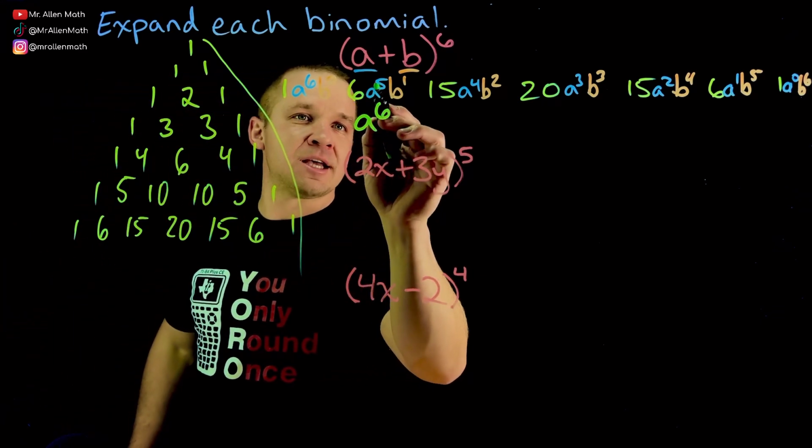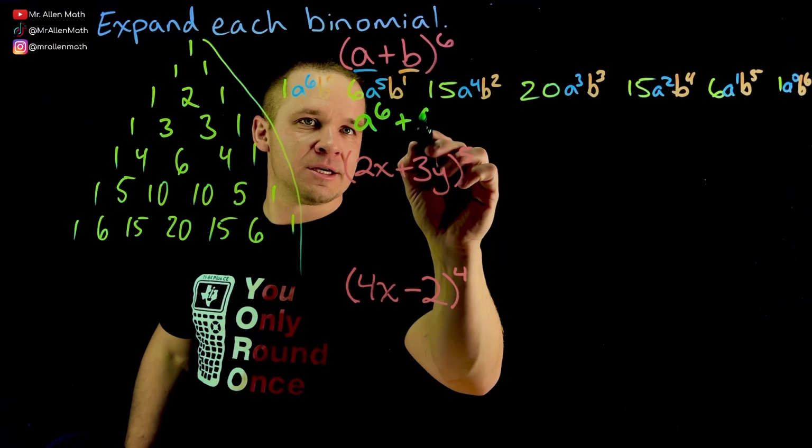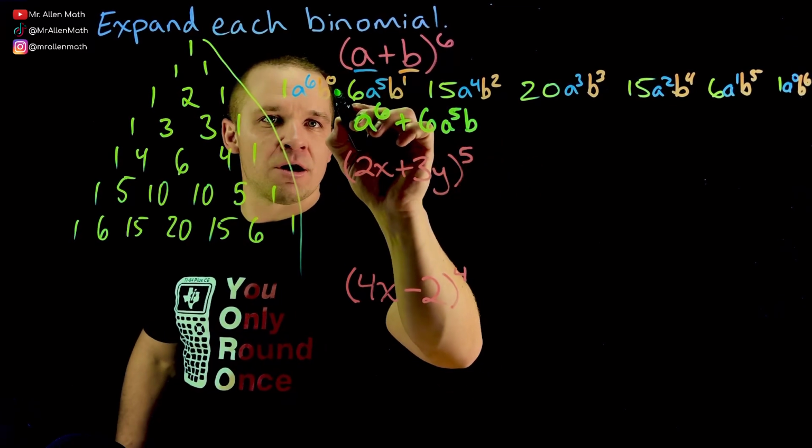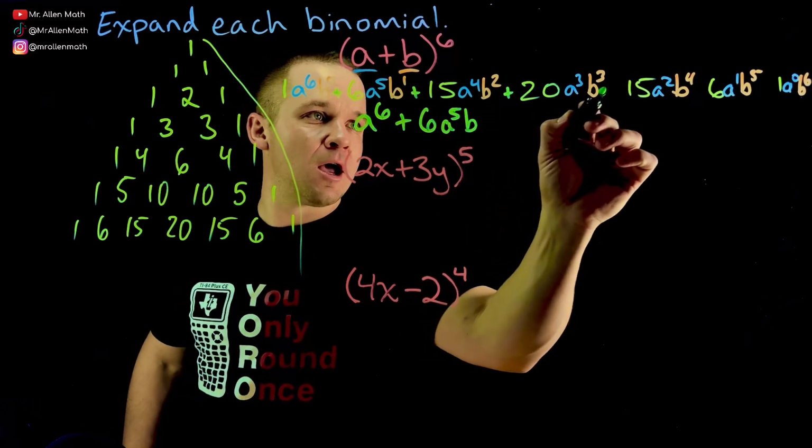Then I have 6, a to the 5th, b to the 1st. So plus 6, a to the 5th, b. And yes, these are all plus signs here because everything is positive.